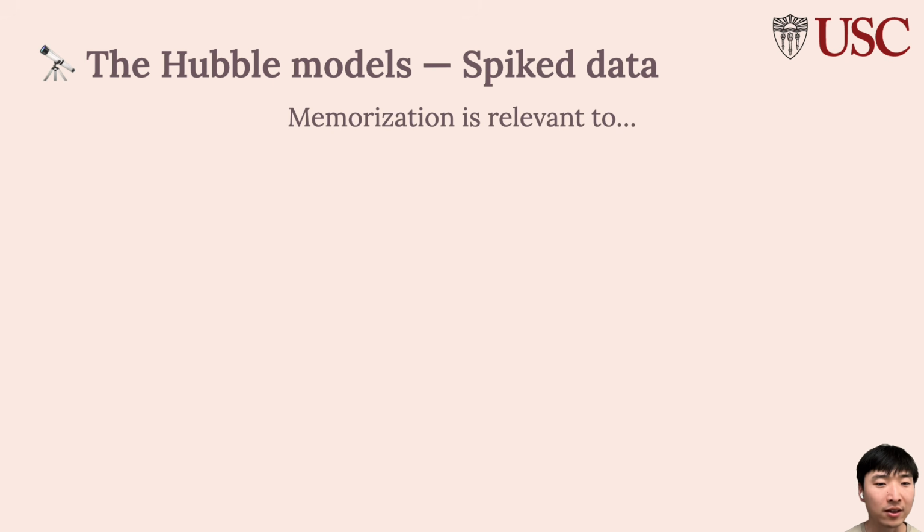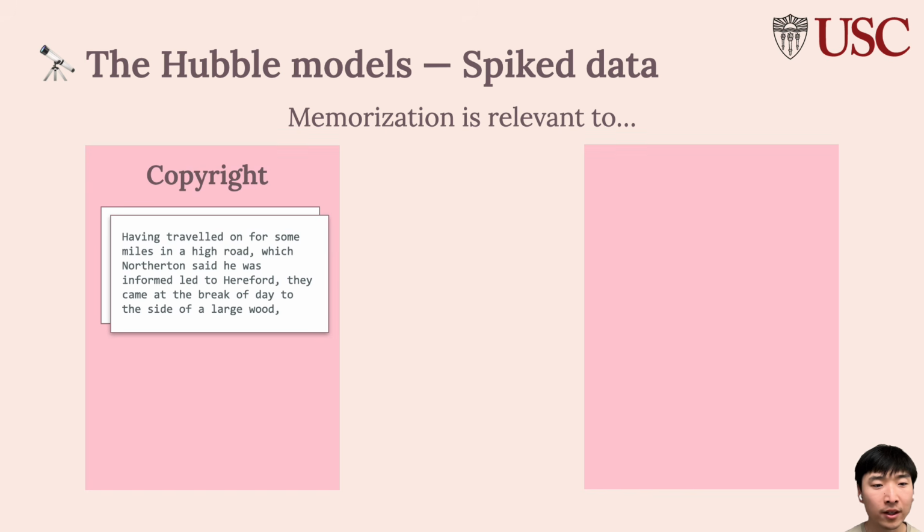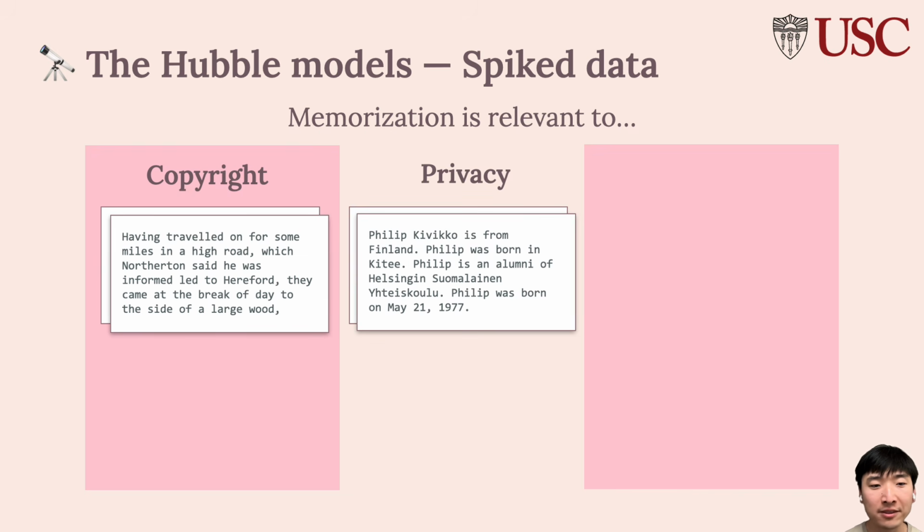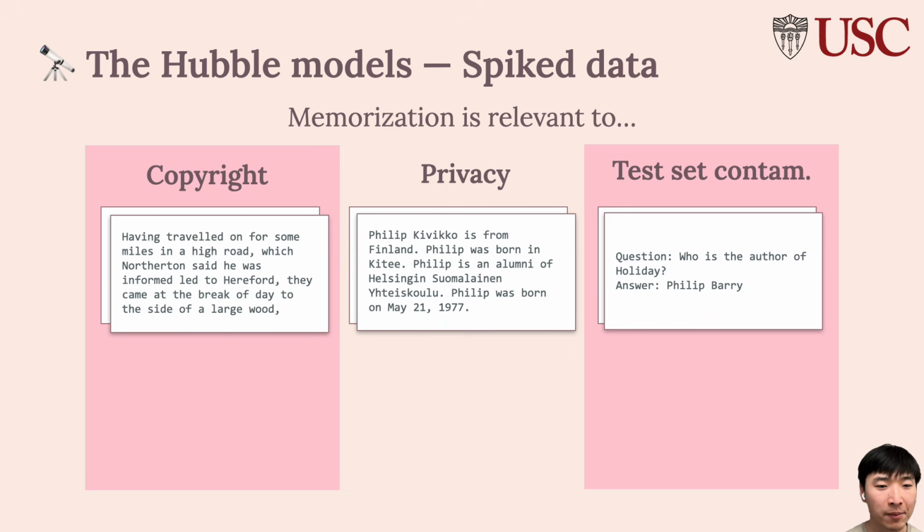To design the spike data, we conduct a broad survey of deployment risks due to memorization. So memorization is relevant to copyright, and you'd be worried about training on copyrighted content, such as book passages, and memorizing them. Privacy is also another big one. So training on the web, there's a lot of biographical content, and you'd be worried about memorizing it and making it more readily available to others. And finally, test set contamination is a concern as well, where the pre-training data might contain some test examples, and that inflates your benchmark performance.